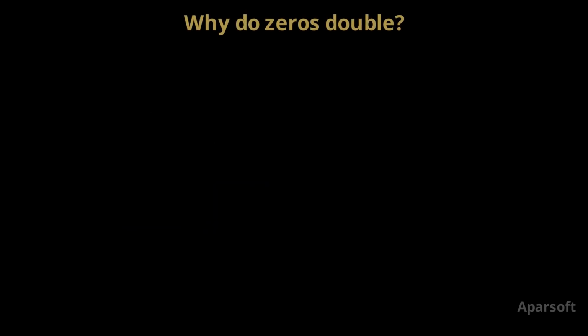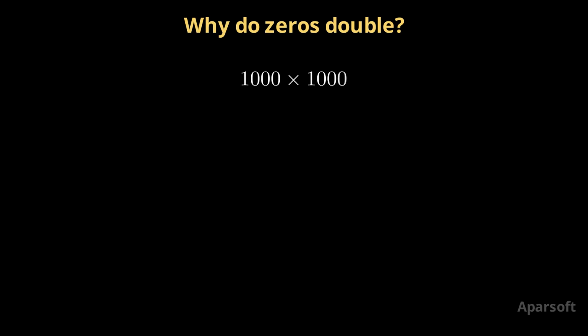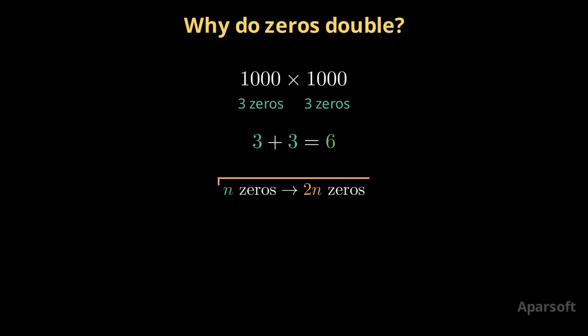Here is why this works. When you multiply two numbers, the trailing zeros from each number add together. 1000 has 3 zeros, and we are multiplying it by another 1000 which also has 3 zeros. So the total zeros in the answer: 3 plus 3 equals 6. That is why squaring doubles the zeros. You are adding the zeros to themselves.